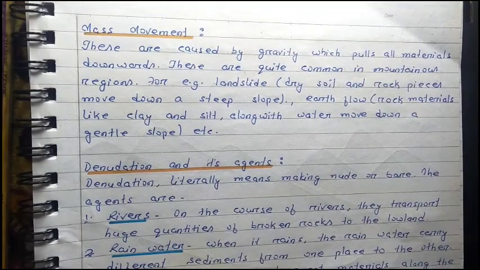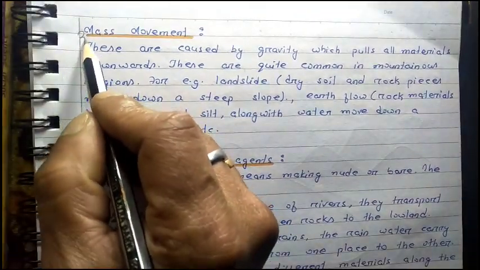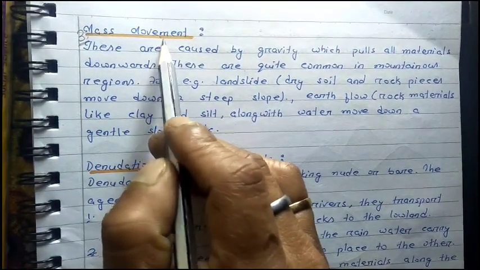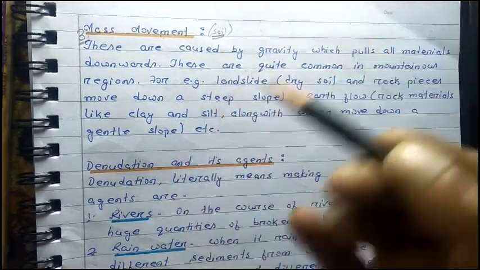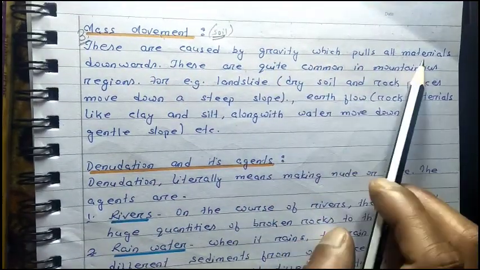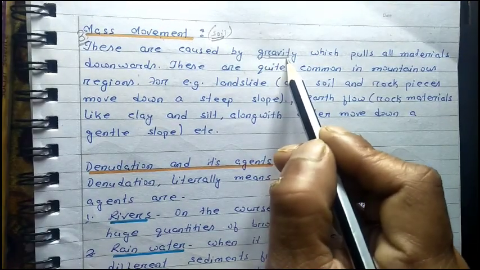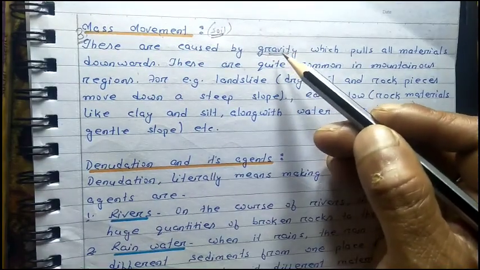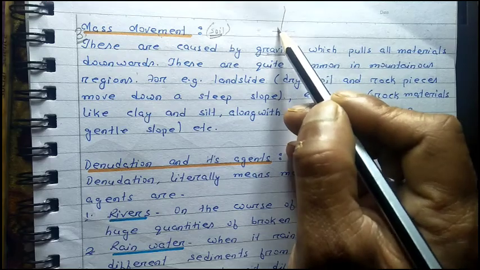Now we shall study about the third or the last type of external processes, that is mass movement. In simple sense, mass movement means the movement of the soil or the movement of land. How does land move? These movements are caused by gravity, which pulls all materials downwards. I hope everybody knows the meaning of gravity. Gravitational force was discovered by Sir Isaac Newton, and according to gravitational force, the earth's surface attracts everything towards it.